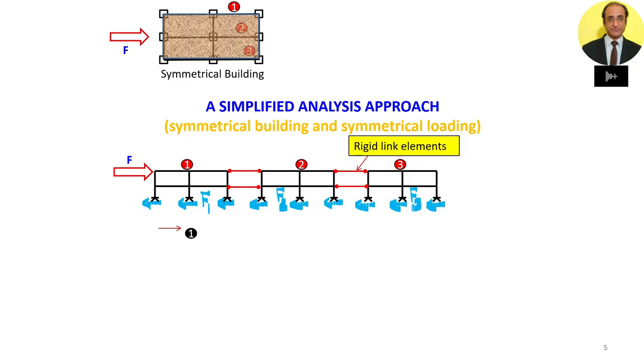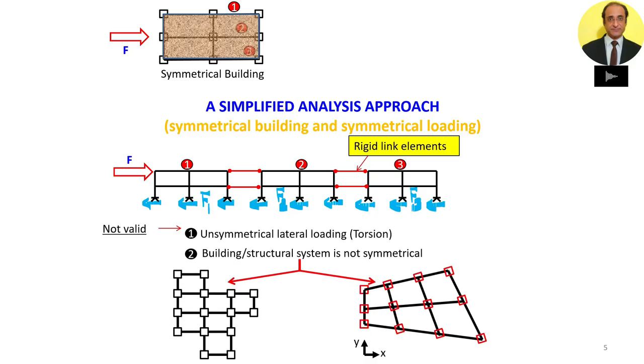So all the 3 frames are undergoing the same amount of displacement, and we can find out the stiffness of the frames also because we know how much force each frame is carrying. And if we find out the displacement, then the ratio of the force to displacement gives us the stiffness of the particular frame. However, this analysis will not be valid if our structure is unsymmetrical or if the loading itself is unsymmetrical. So in these 2 cases, we need to perform rigorous 3D analysis duly considering the effect of the floor slab.